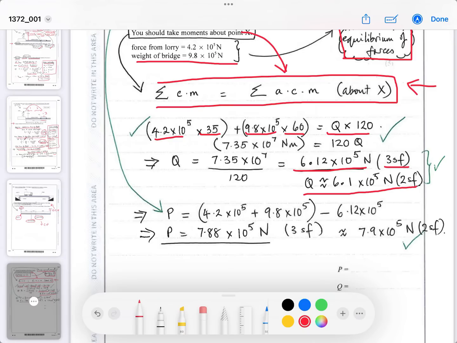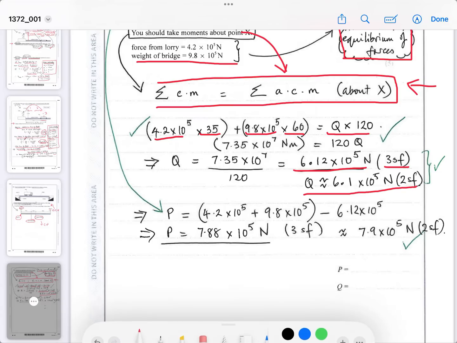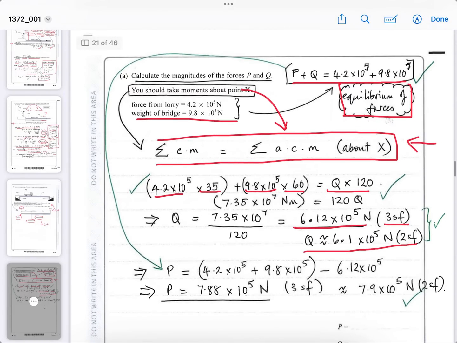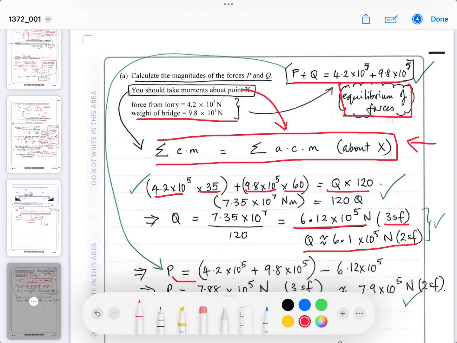Once you've got that value in, you also know that P plus Q, the upward forces, must be equal to the total downward forces. So if we look at the equation I put initially, I just knew that was going to come. P plus Q must equal that. Now, since we've worked out what Q is, we can say P is equal to the total downward force minus Q. Okay? So we've put that arrow going all the way down to this equation here.